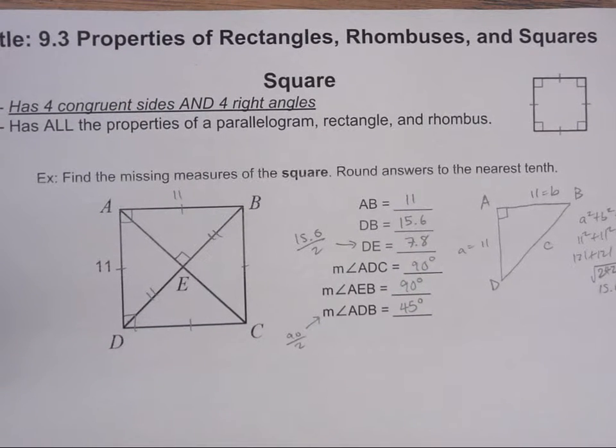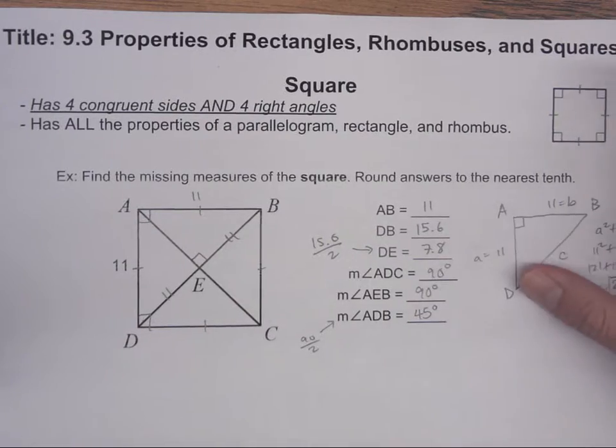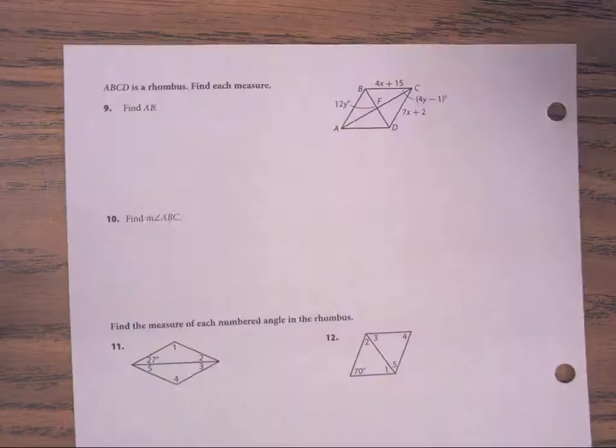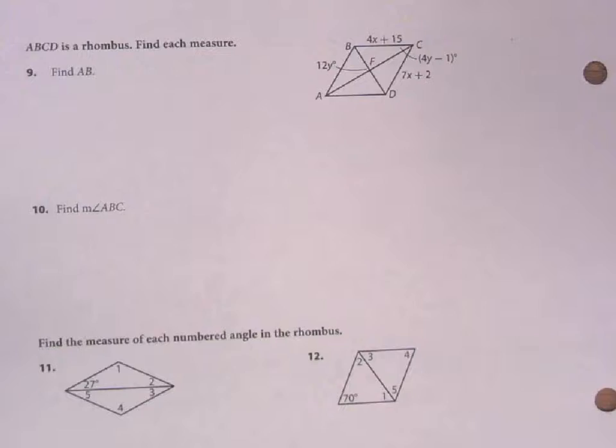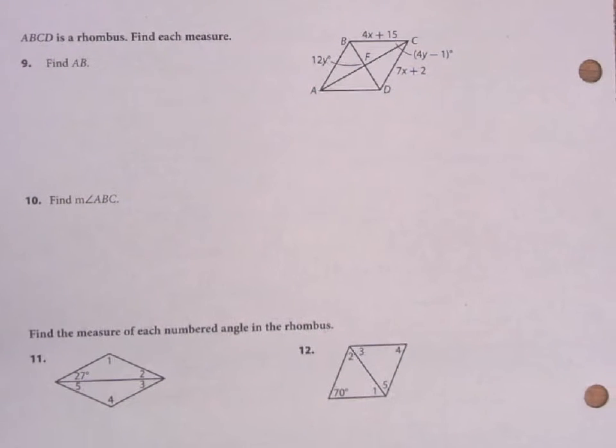Okay. Yeah, that was a lot of information. Okay, so not quite done yet. We are almost done. So next part. Okay, so next part I did was a few examples. Okay, so this part here says ABCD is a rhombus and find each measure.